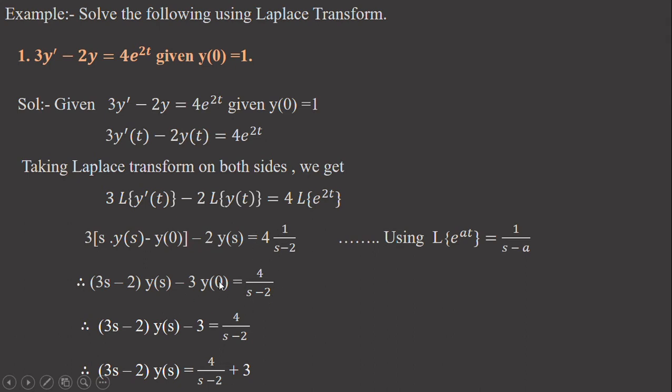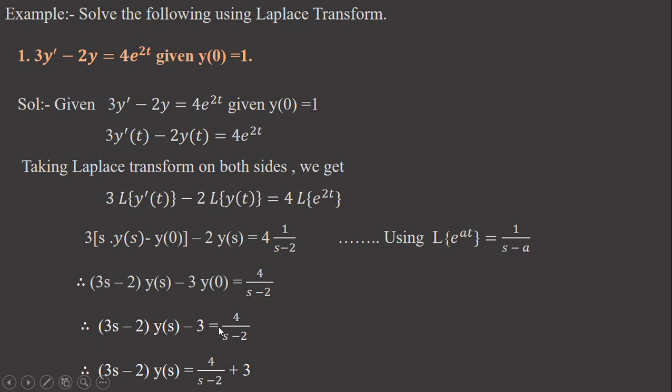Now the initial condition is given, y(0) is 1. Substitute here, y(0) is 1, so the term is 3 into 1, that is 3. Now we have to simplify it. Your second step says that you have to collect terms with Y(s) into the left hand side and the terms which are free from Y(s) into the right hand side. So you have to shift these terms into the RHS, the constants, 3 constant and the bracket.